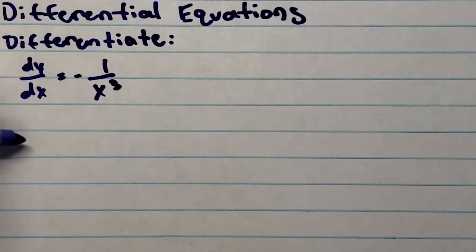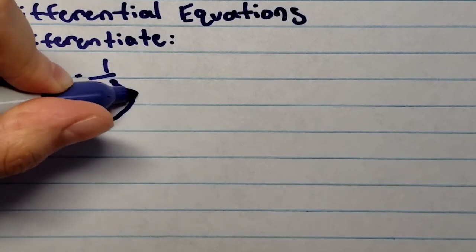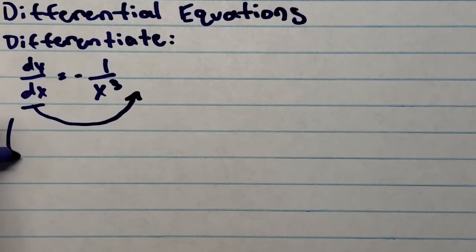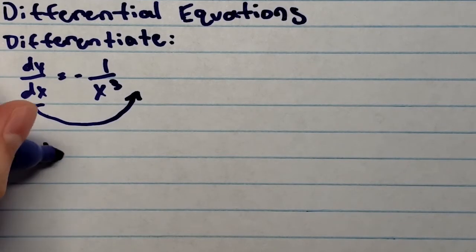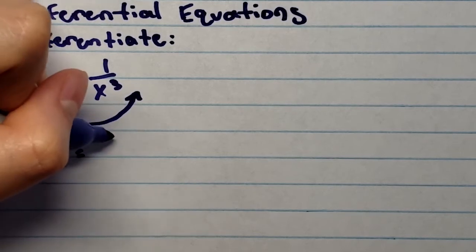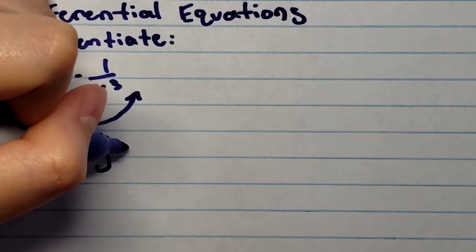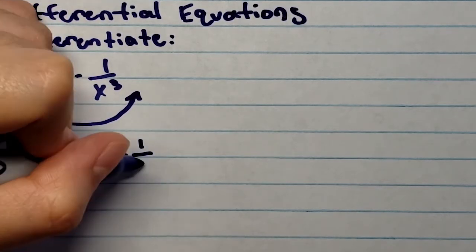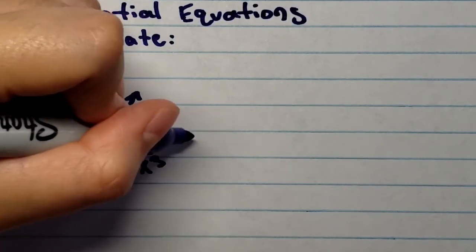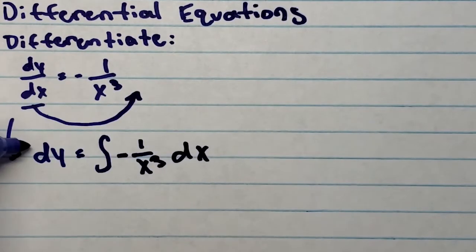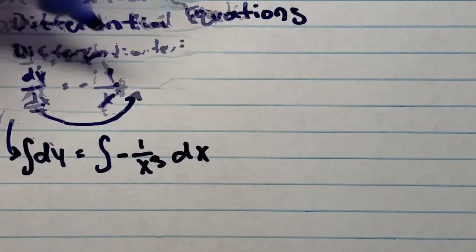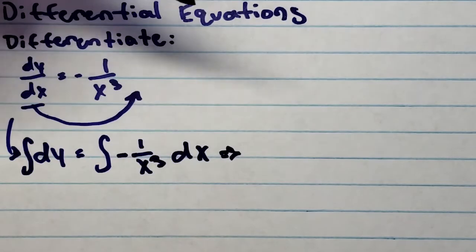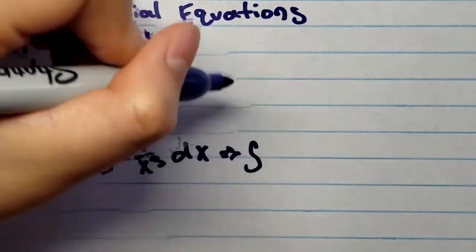Okay, so next up is differential equations. In this problem, we have to solve dy over dx, which is equal to negative 1 over x cubed. So the first step to doing so is to isolate dy by itself. After doing so, you would integrate this and solve for y.